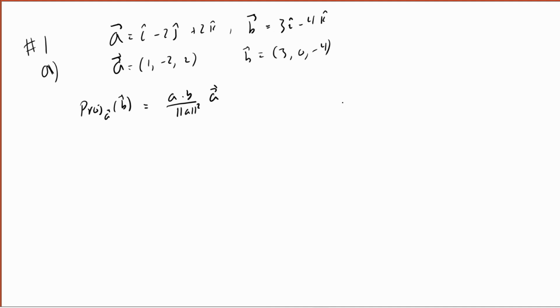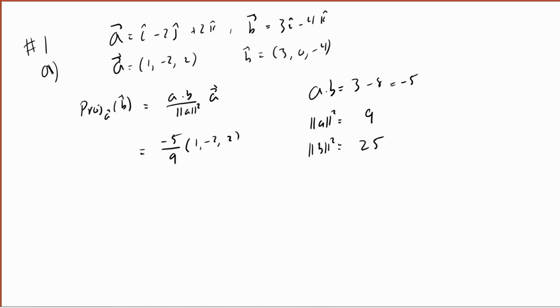I'm going to do these off to the side. So A dot B is going to be 3 minus 8 minus 5. Norm A squared is going to be 1 plus 4 plus 4, that's 9. Norm B squared, that's going to be 9 plus 16, which is 25. Okay, so now we have that this is minus 5 over 9 times the vector 1, minus 2, 2.